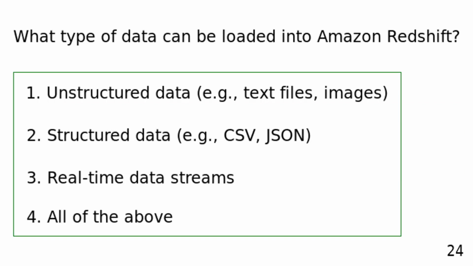What type of data can be loaded into Amazon RedShift? Unstructured data. Structured data. Real-time data streams. All of the above.